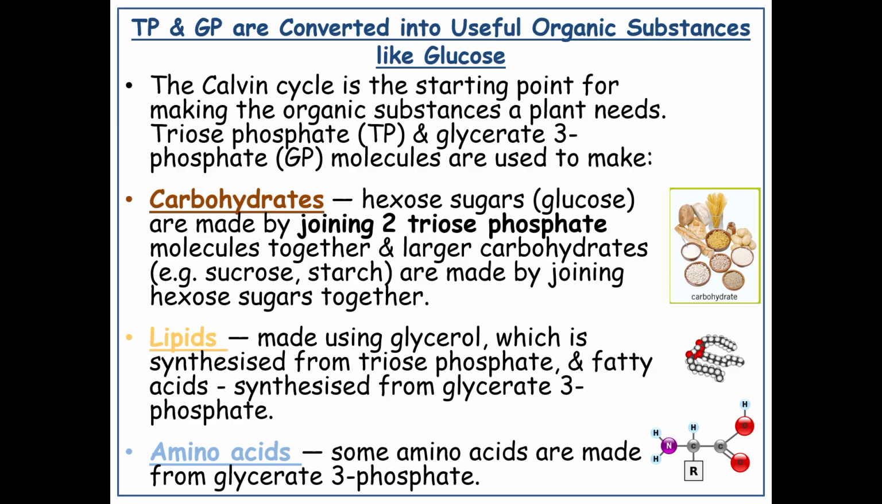Triose phosphate and glycerate 3-phosphate molecules are used to make carbohydrates. Hexose sugars like glucose are made by joining two triose phosphate molecules together, and larger carbohydrates like sucrose, starch, and cellulose are made by joining hexose sugars together. Lipids are made using glycerol, which is synthesized from triose phosphate, and fatty acids, which are synthesized from glycerate 3-phosphate. And then you've got amino acids. Some amino acids are made from glycerate 3-phosphate.